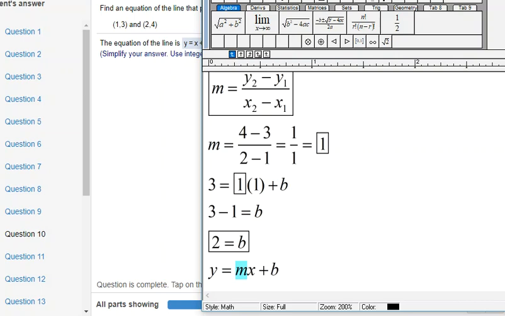I know the m value, it is 1. You actually don't need to write 1 because x is the same as 1x, so I can just say x there. And then the b value is 2, so plus 2. So our answer is going to be y equals x plus 2. It's the equation for that line.